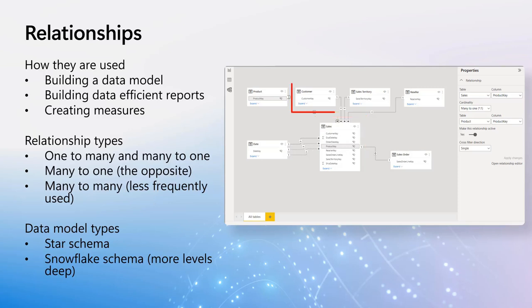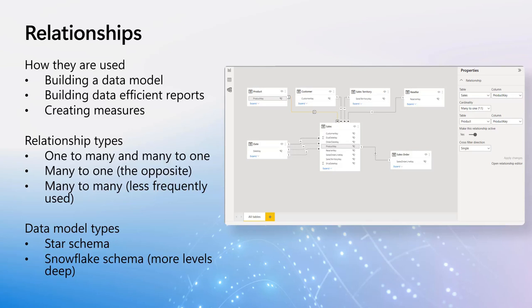If we take a look at the relationship between the customer table and the sales table, we can see that in the customer table there is one instance of each customer, whereas in the sales table you may find that same customer multiple times. That's because we may sell things to the customer more than once. And the same is true for product, sales territory, reseller, sales order, and date.